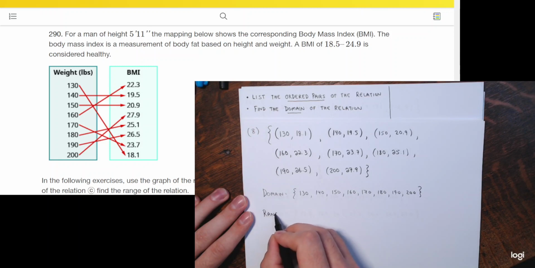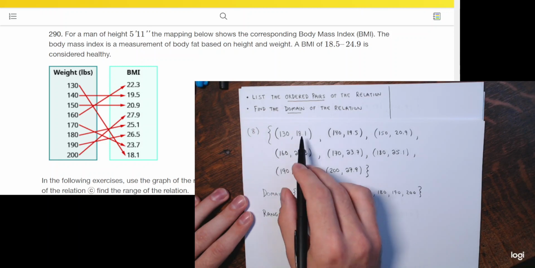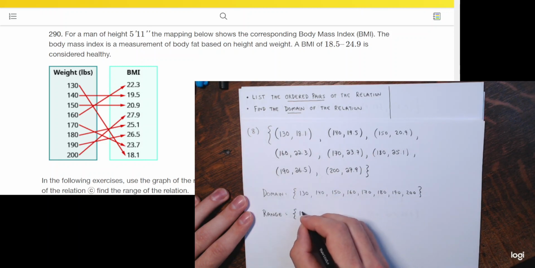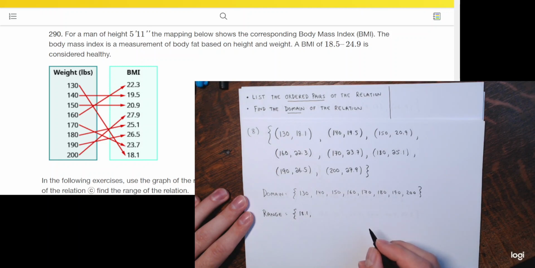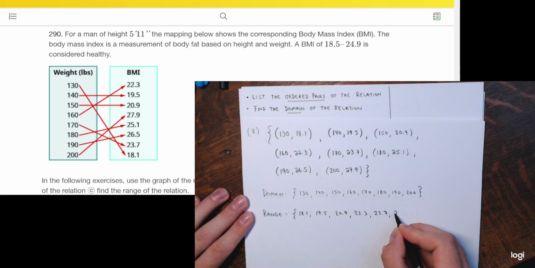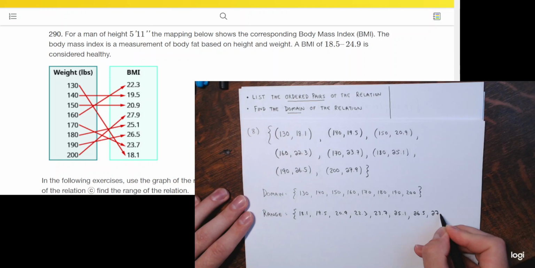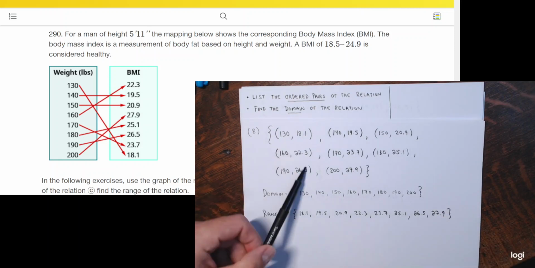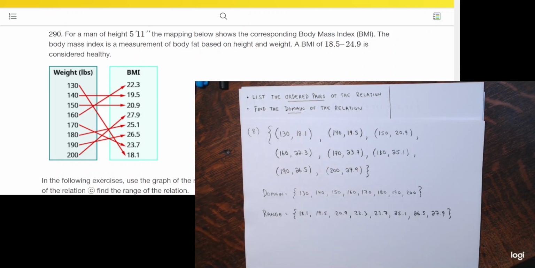And then the range is the set of all the y coordinates, or the second coordinates, which shouldn't take me that long to write. You've got 18.1, these are the BMIs. 18.1, 19.5, 20.9, 22.3, 23.7, 25.1, 26.5, and finally 27.9. There are the 8 different BMIs that show up as second coordinates in this diagram. And there you go.